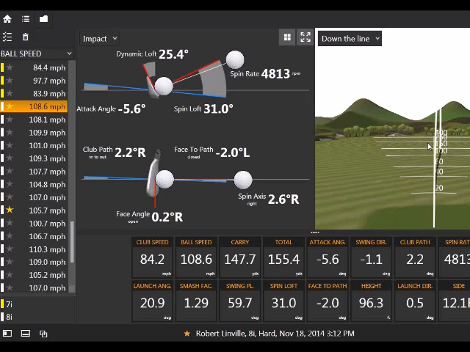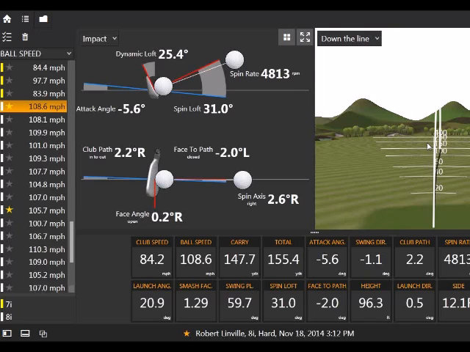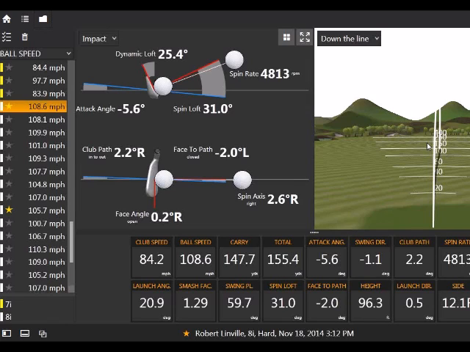And through the years, we've developed and worked through the technology, and some of it's been great and some of it not so good. So tonight we'll talk about one of the great aspects of this technology with TrackMan. Like I said, I'm Robert Linville. I'm the Director of Instruction and founder of Precision Golf School.